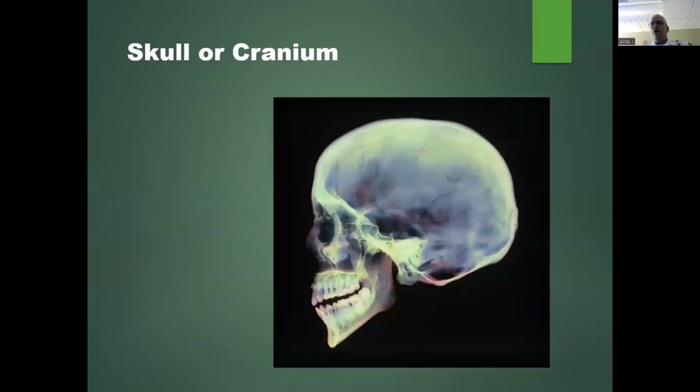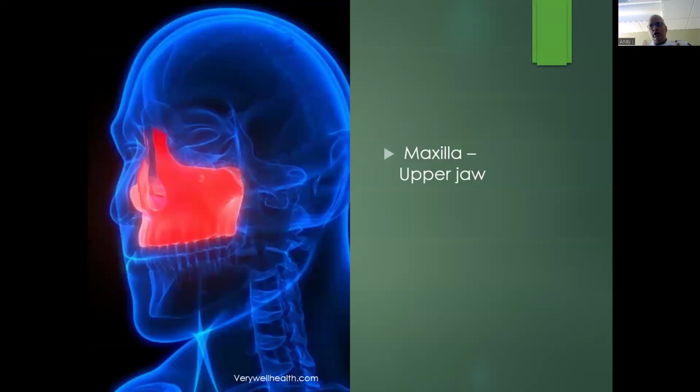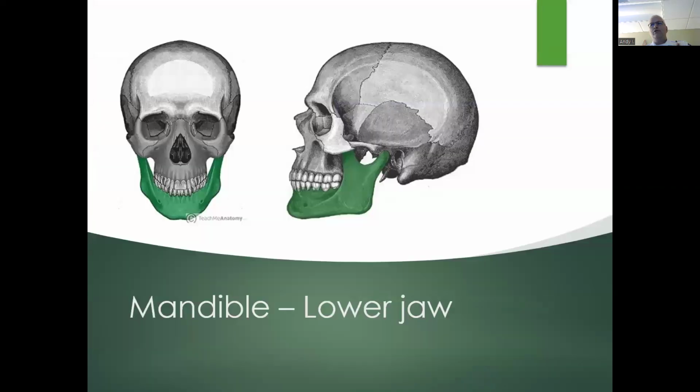Talking about the skull, you have the skull or the cranium, you can call it also. Think of skull, it's easier. We'll start with the orbit, which protects your eye and the vessels and the nerves that come through for your eye. The upper jaw is called the maxilla. Well, if you haven't guessed it yet, we're going to talk about the lower jaw. It's called the mandible.